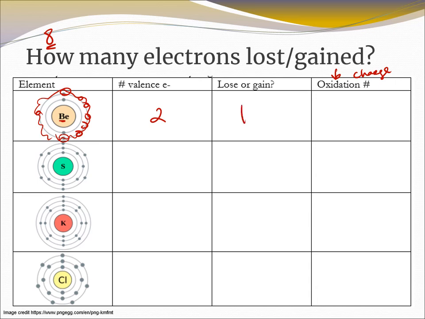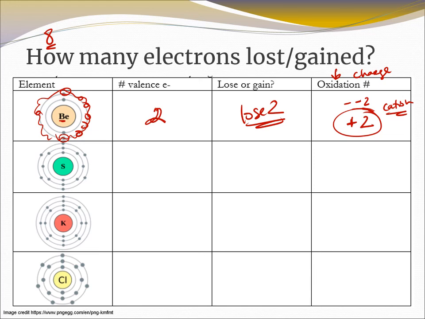It's going to be easier to lose those 2. Losing 2 is easier than finding 6. So when we lose 2 electrons, remember that electrons are negatively charged. If I lose them, we have a minus minus. That turns into a charge or an oxidation state, positive 2. So beryllium will become a cation. Cations are positively charged. That charge will be plus 2 because there are 2 valence electrons that beryllium wants to get rid of.